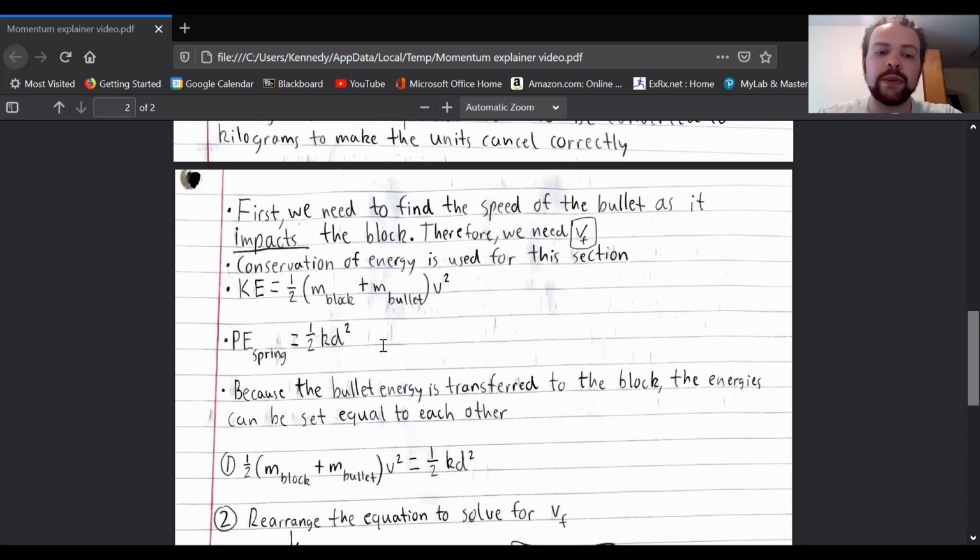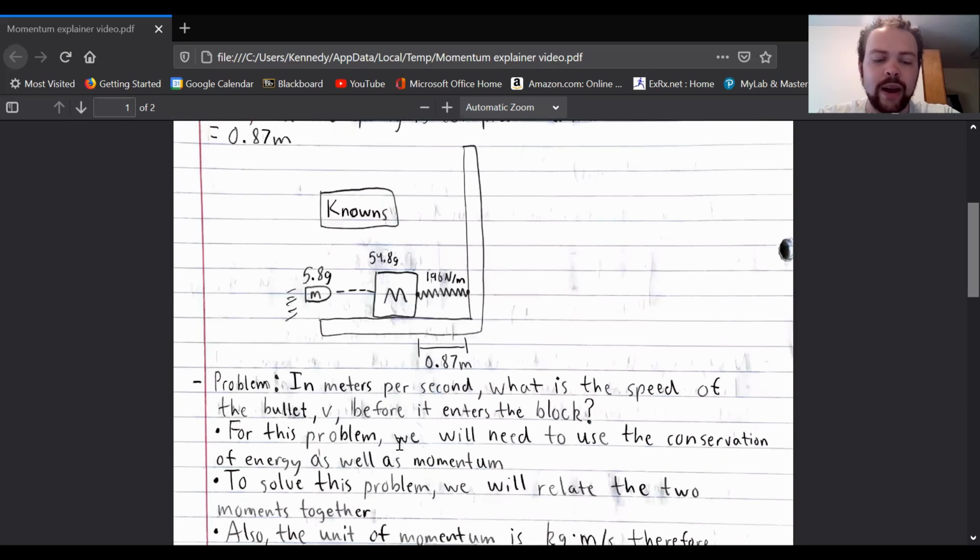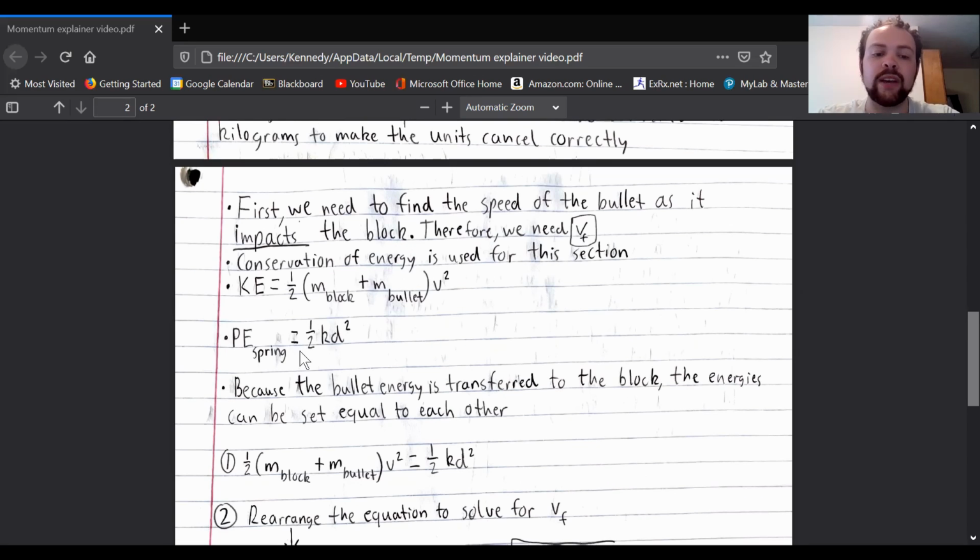So first, we need to find the speed of the bullet as it impacts the block. Therefore, we need V final. For this section, we can use the conservation of energy. So we will use this equation for the kinetic energy, 1/2 times the mass of the block plus the mass of the bullet times V squared. Here's another pitfall: you want to make sure you're using the spring potential energy and not the potential energy for height, because obviously it's a spring, as you can see right here. So you have to use the equation for the potential energy of a spring.